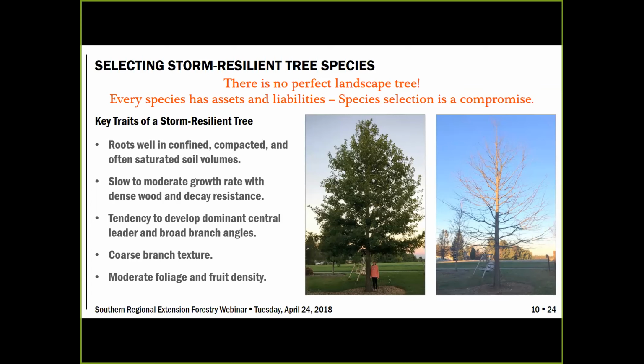And then finally, related to this, are trees that have moderate densities of foliage and fruit. This has to do with not only wind sail, so in other words, the resistance of the canopy to wind loading, but also the weight that the branches and the root system and the stem of the tree will experience during a wind event or a storm event that might induce tree failure.